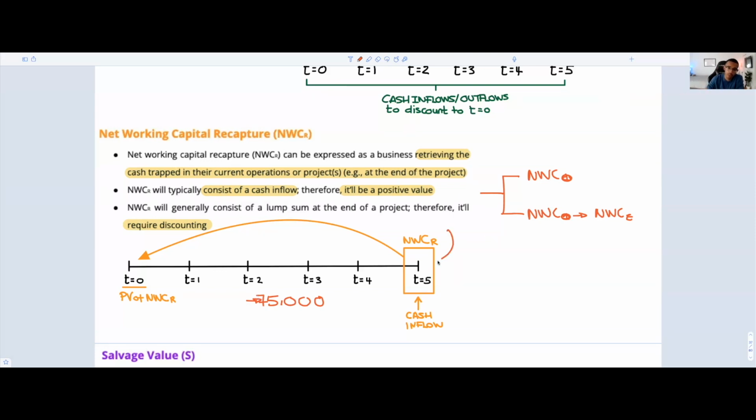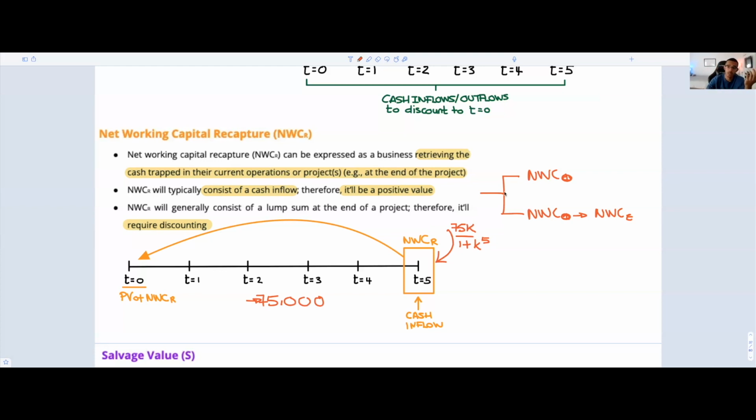So that 75K would be retrieved at year 5. Now, because that 75K is being retrieved, so you're getting that money back, it's going to be a positive value, but that positive value has to be discounted all the way back to year 0. So it's going to be discounted for 5 periods. And the present value of your recapture will be smaller than the initial investment required.